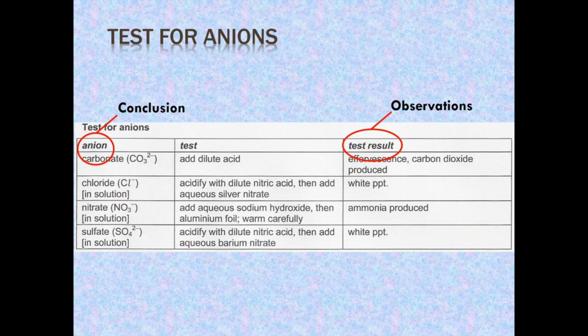For the nitrate, you add aqueous sodium hydroxide to the substance, and then aluminium foil, warm carefully, so ammonia will be produced at the end of the day. For the sulfates, acidify with dilute nitric acid and add aqueous barium nitrate. If it forms a white precipitate, then just know that the product is barium sulfate. So eventually you'll know that the first product has sulfate ions in it.